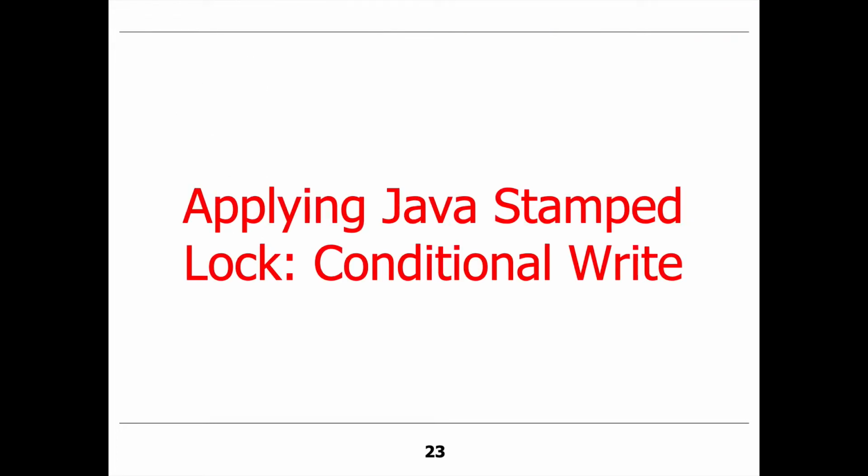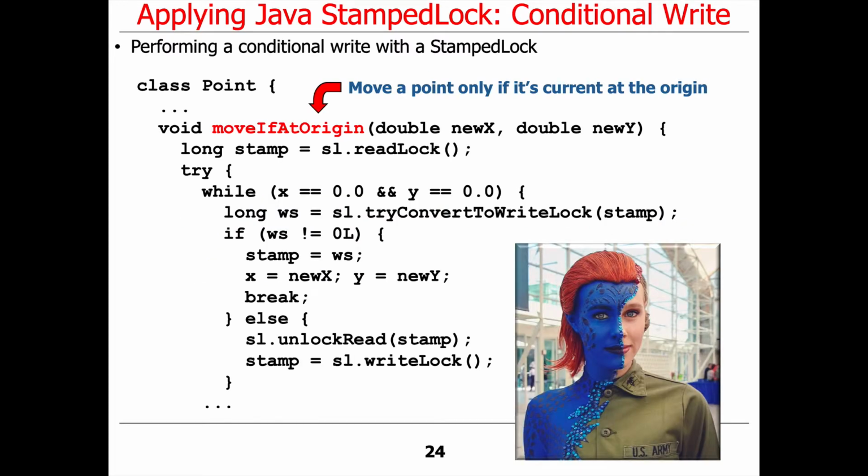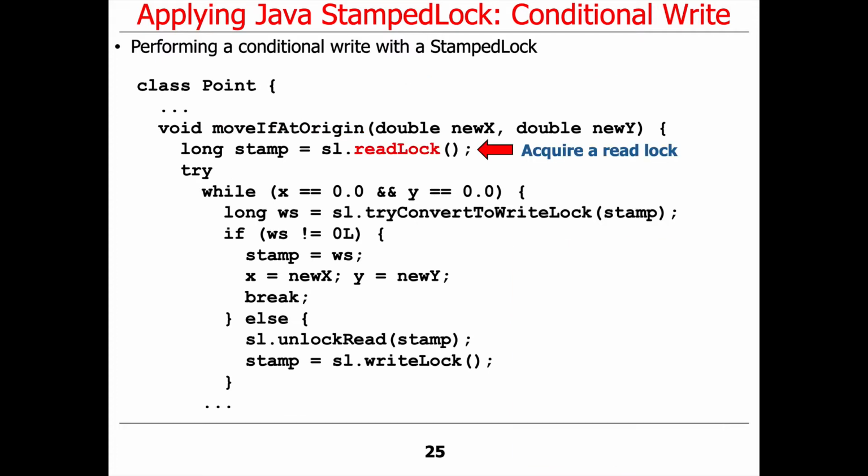The last approach we're going to show here illustrates applying conditional write, which uses the conversion methods. What this is going to do is move a point only if it's currently at the origin. The way we're going to do this is we're going to first acquire a read lock, and then with that read lock held, we're going to check to see whether the values of x and y, which are the fields, are 0. This particular loop will only execute at most twice for reasons you'll see in just a second.